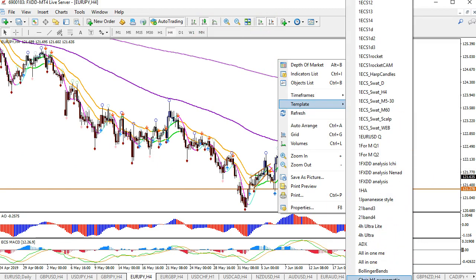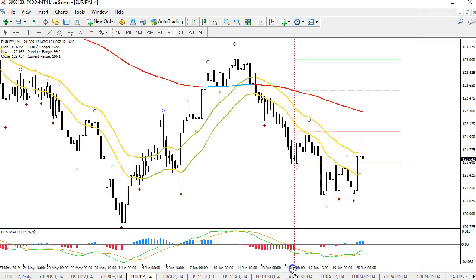Let's see. I'm using a different profile than usual, so that's why you're seeing me change these templates.